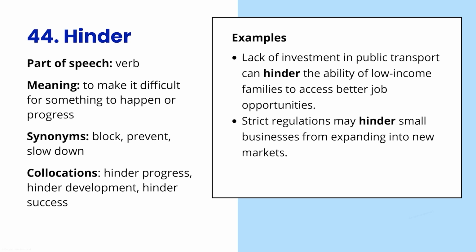Strict regulations may hinder or may block or prevent small businesses from expanding into new markets. So the word hinder is really useful when you want to explain how something makes progress slower or more difficult. Now, it doesn't mean to stop something completely. It just means to create challenges when trying to move forward. Moving on to the next one, which is compromise, word 45.